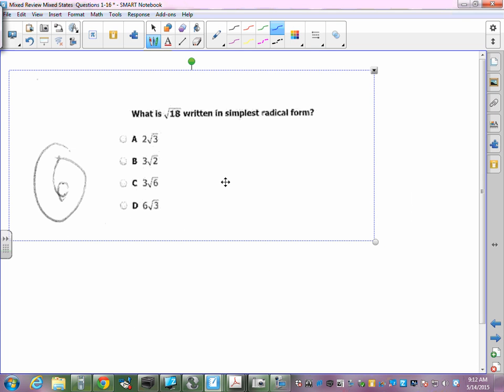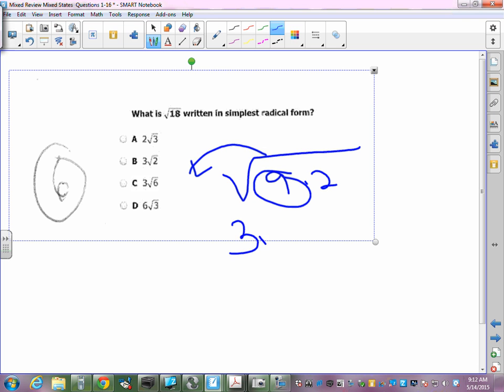Okay, square root of 18 in the simplest radical form. We have to think of a times table that's a factor of 18 we can take the square root of. Would it be 6 and 3? I don't think so, because can you take the square root of 6 or the square root of 3? 9 and 2, right? Because the square root of 9, you can take the square root of that. The square root of 9 is 3, and then once you get 3, you just bring it out to the front. So 3 square root of 2 would be your answer.